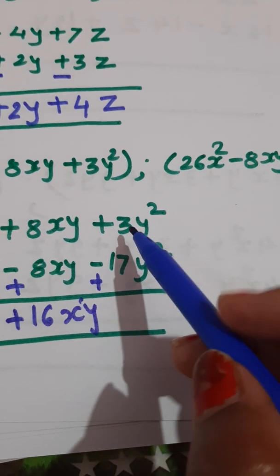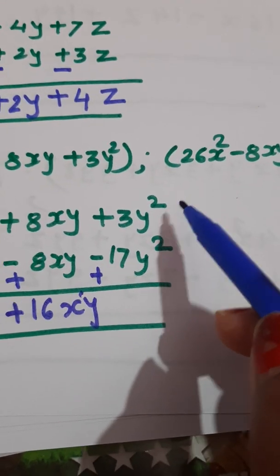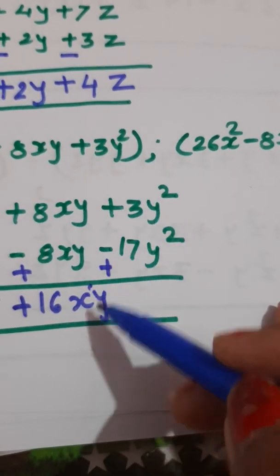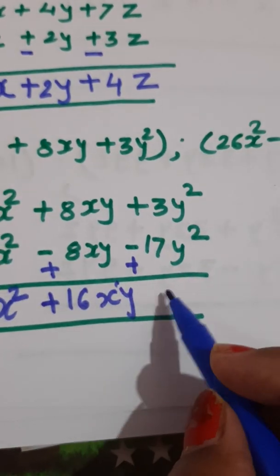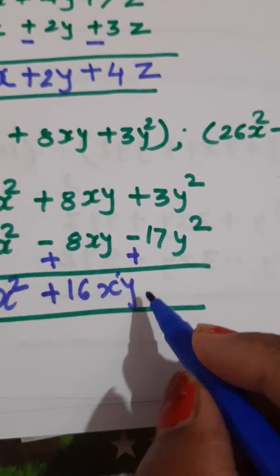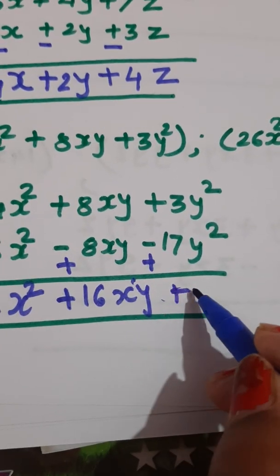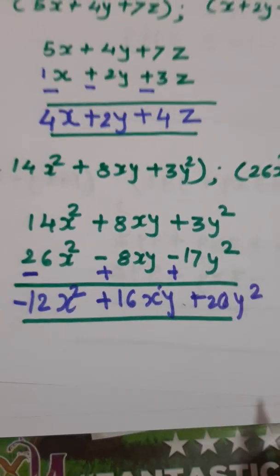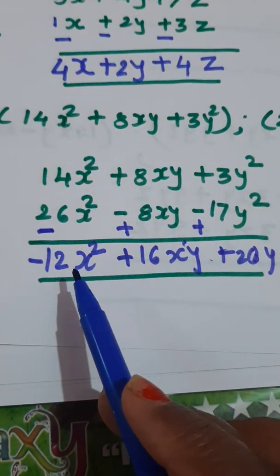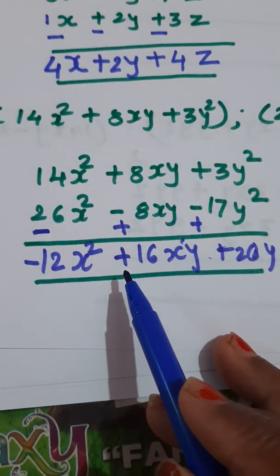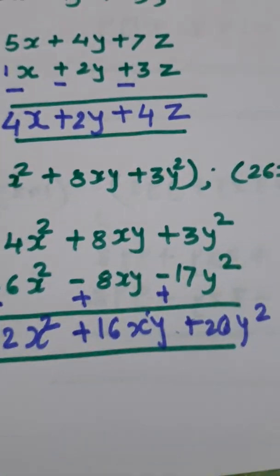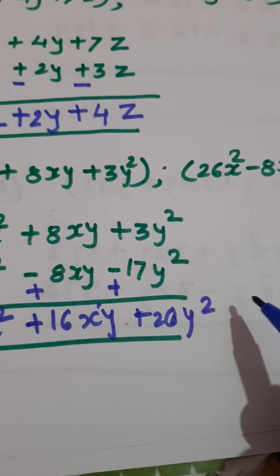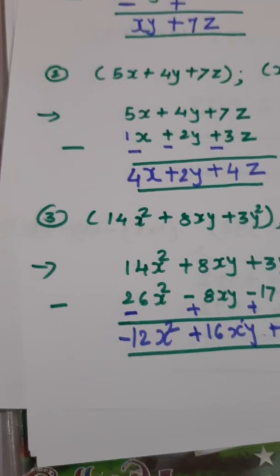Then plus 3y square plus 17y square. Here both are positive now. Then when both are positive, 17 plus 3, 20. It's very simple. Plus 20y square. So what is the answer? Negative 12x square plus 16xy, plus 20y square. Understood?